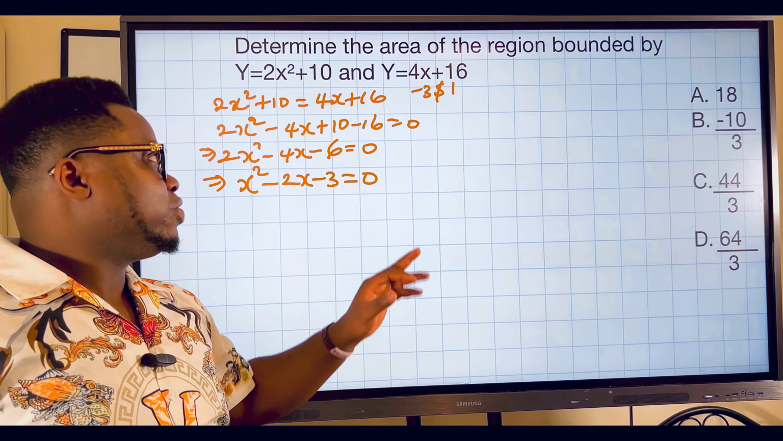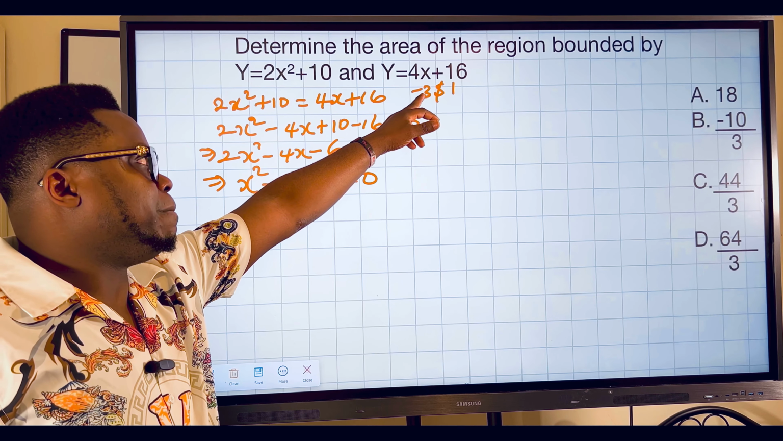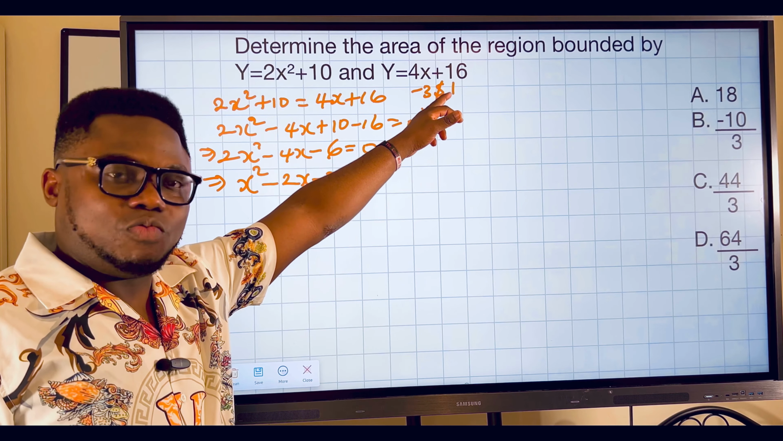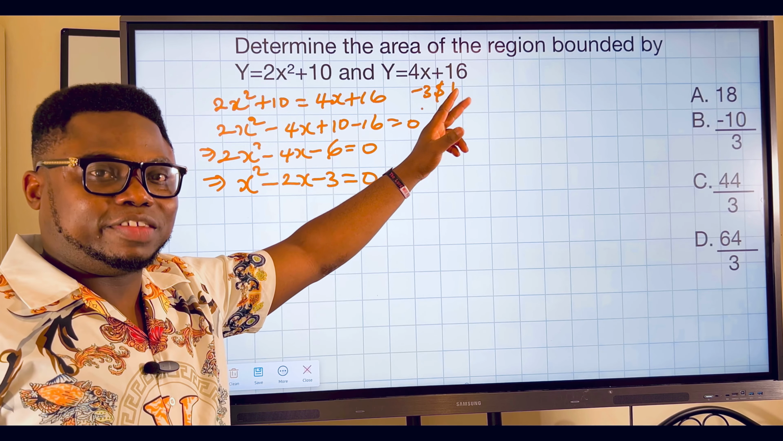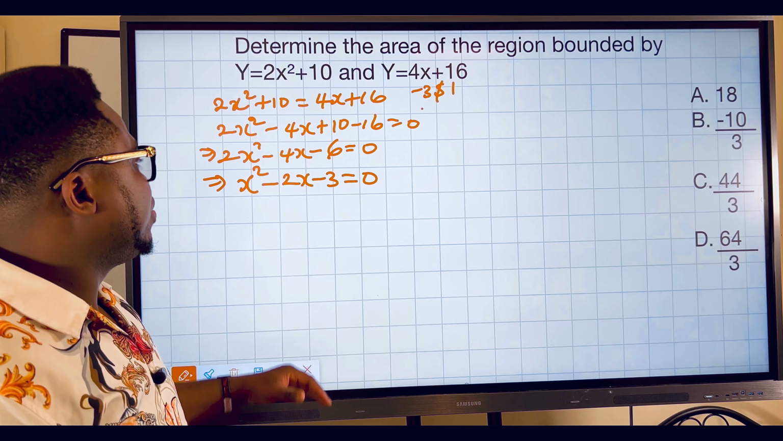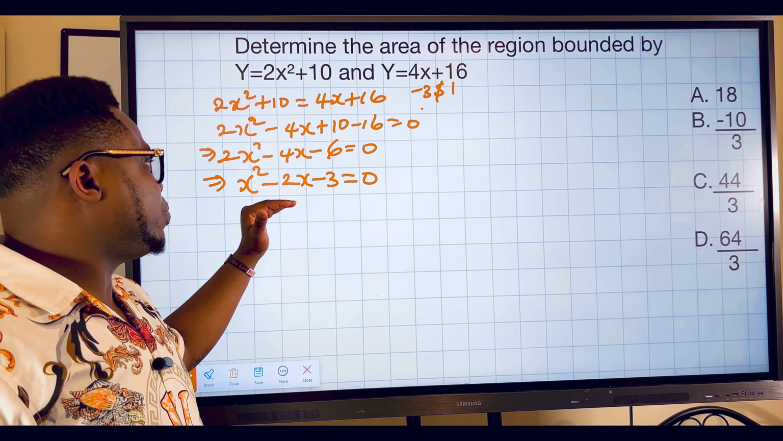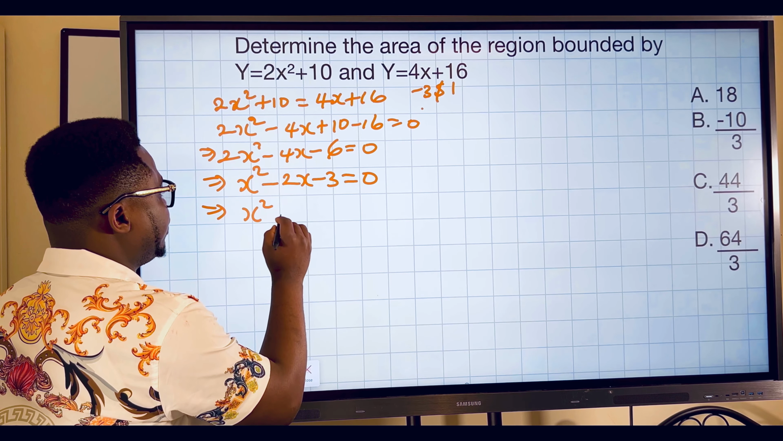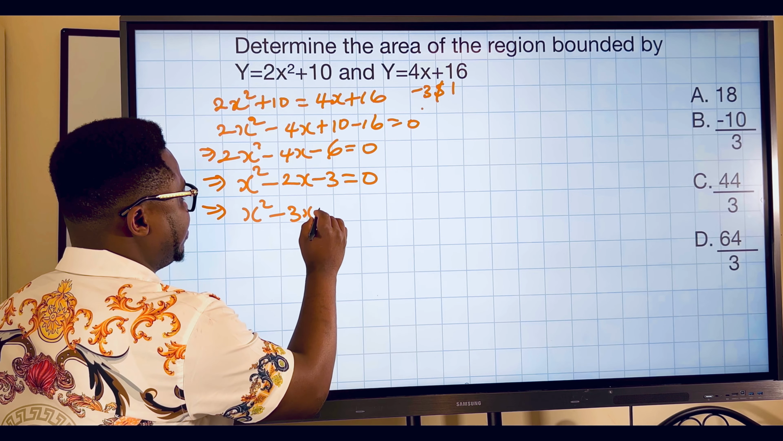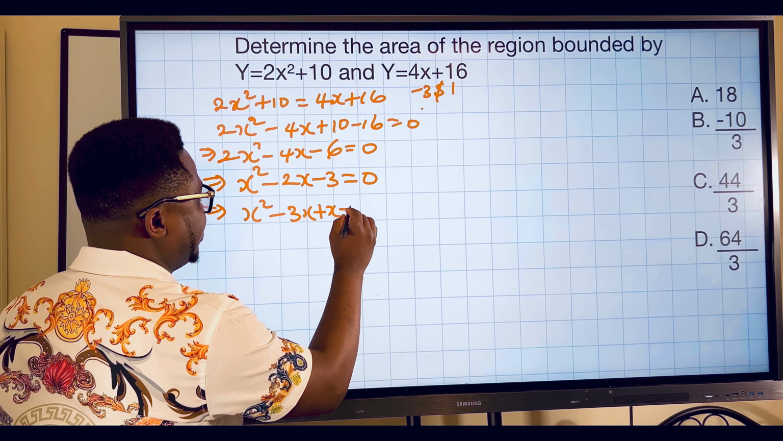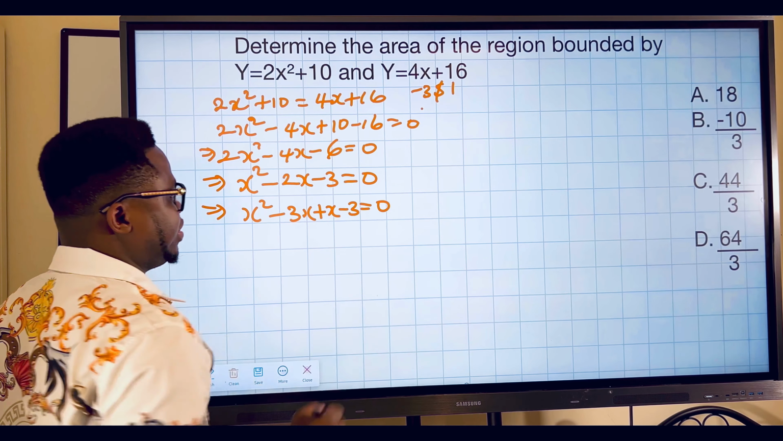Now, because I'm dealing with x as the variable here, this is going to be minus 3x and 1x. And remember that 1x is the same thing as x. The next thing I'm going to do is to substitute the middle term, which is minus 2x, with these terms, the minus 3x and x. So that is going to be x squared minus 3x plus x minus 3 is equal to 0.